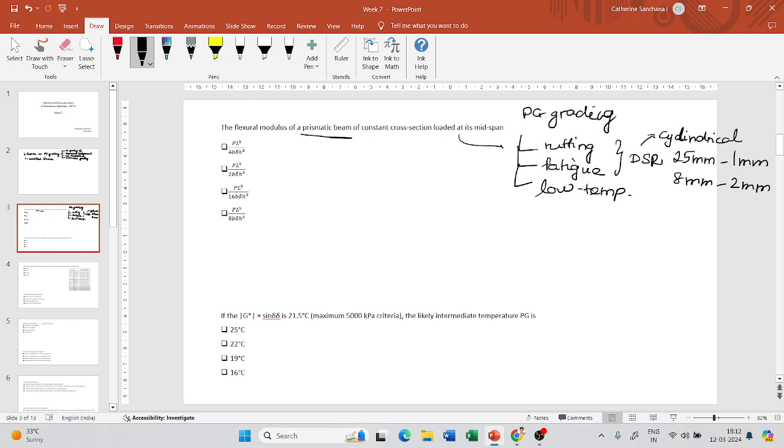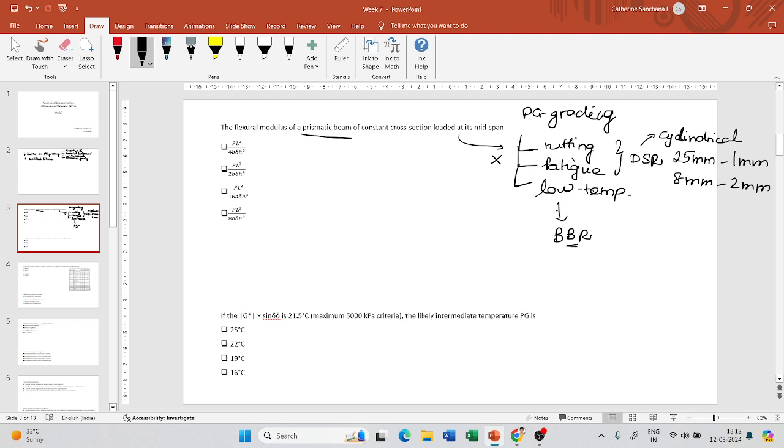So this question does not pertain to rutting or fatigue, where the sample is tested in a dynamic shear rheometer. It pertains to low temperature cracking, where we use a bending beam rheometer. As the name says, the test is carried out on a beam of bitumen, a small beam of bitumen.